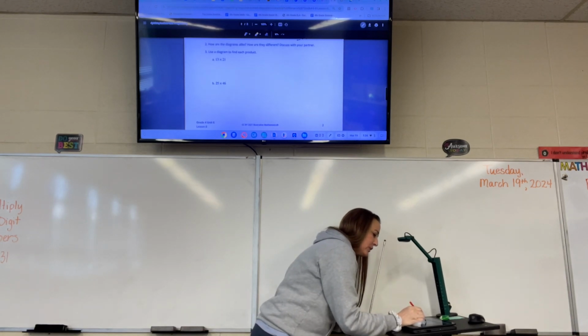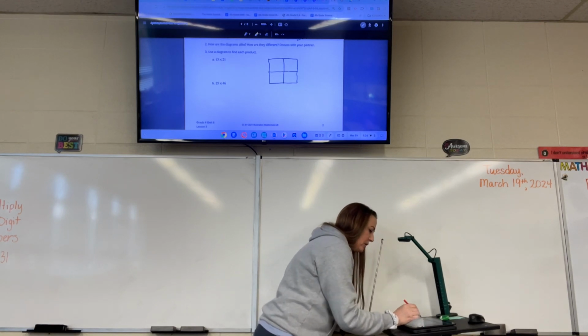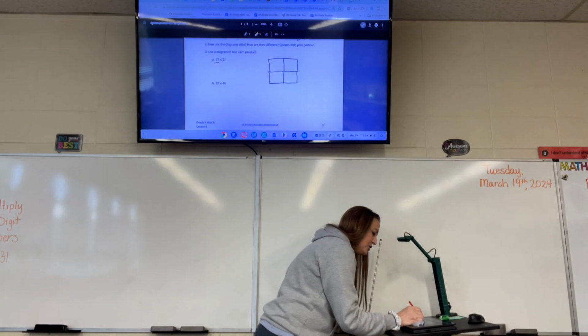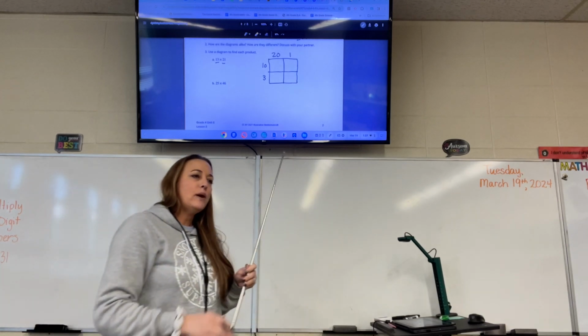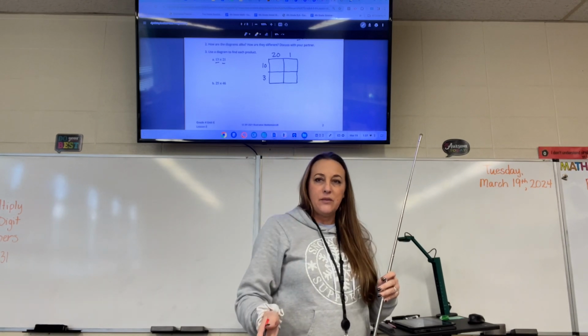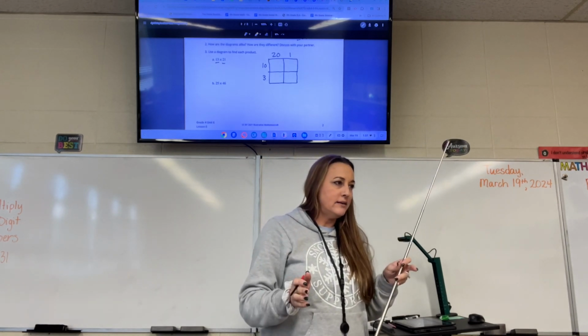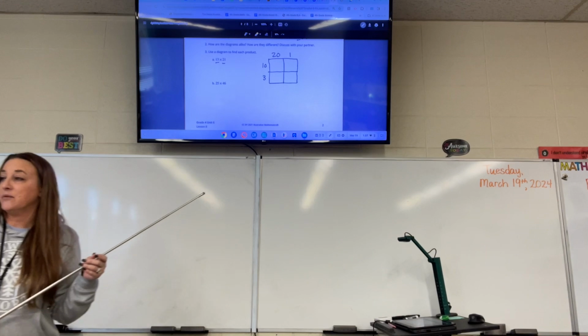So here's what we're going to do. We're going to draw a box, and it's going to have 4 sections. And first, we're going to split 13 into 10 and 3. And then we're going to split 21 into 20 and 1. It does not matter whether you put the 20 and the 1 on the side or the 10 and the 3 on the side, because you're going to get the same answer either way. It's going to be a little bit different order, but your outcome is going to be the same.